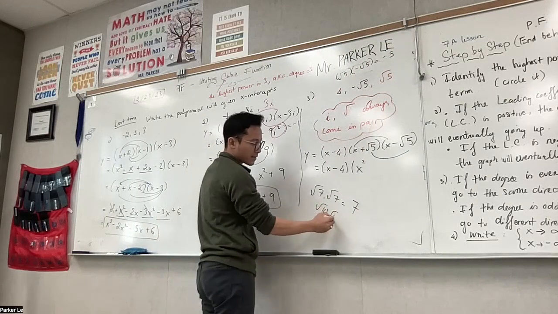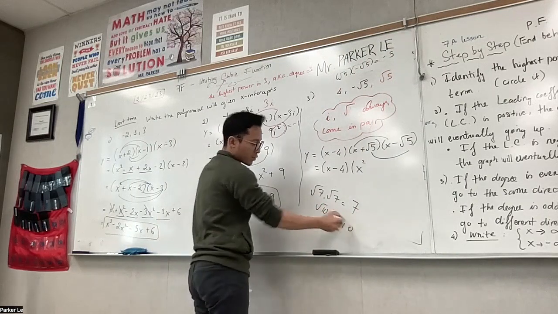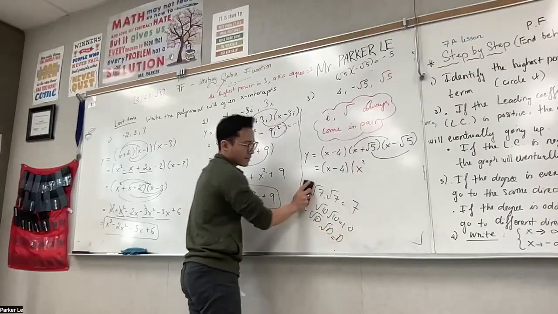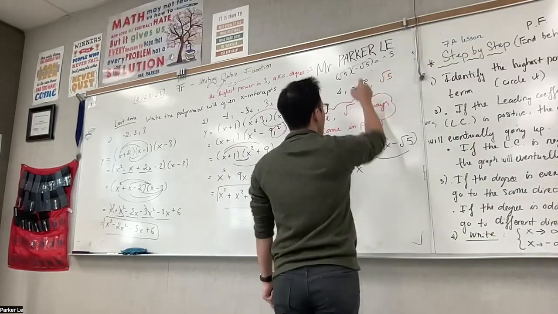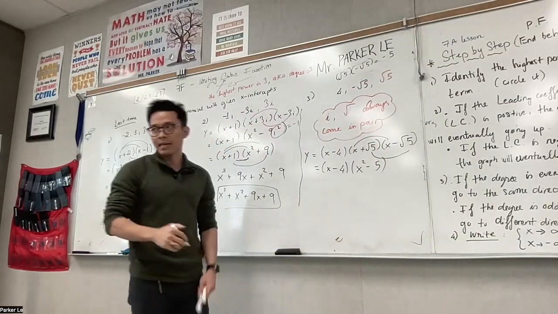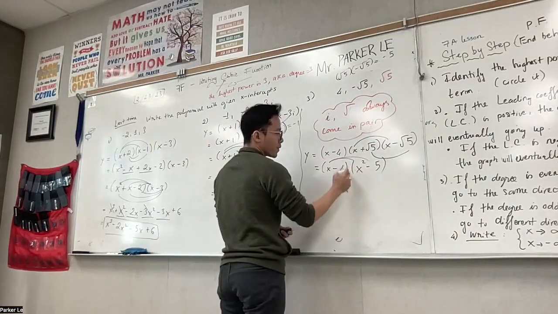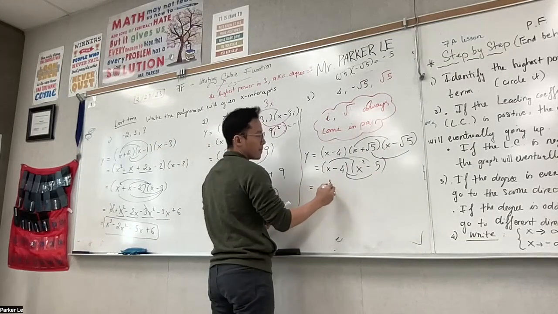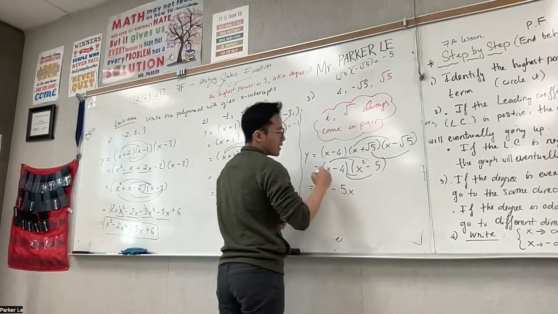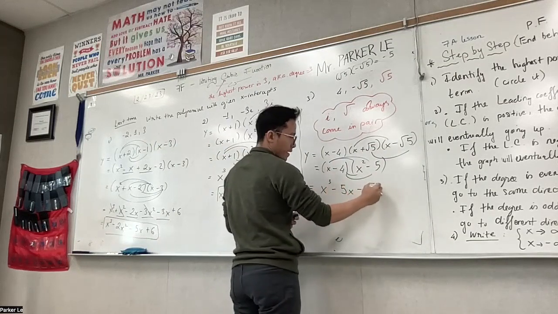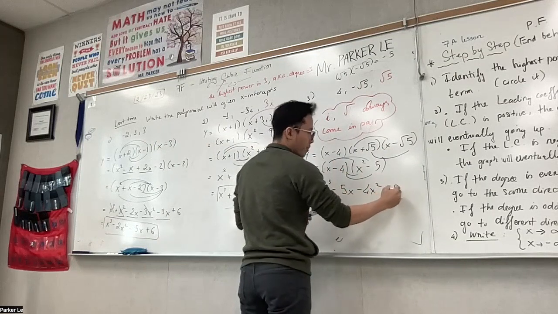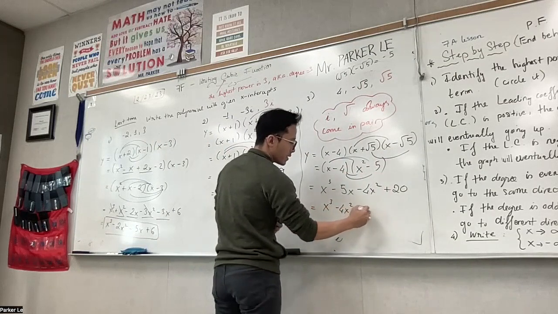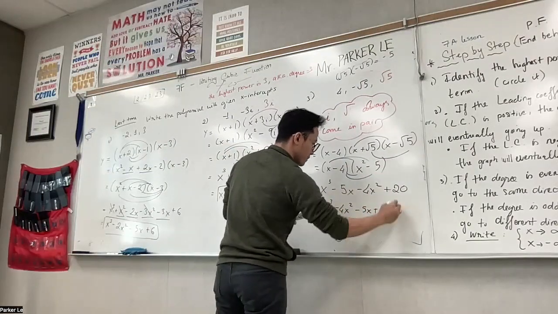Square root of 10 times square root of 10? 10. Yeah, you got it. All right, so this is minus 5. Now the last step is just distribute it. x times x squared is? x times negative 5 is? Negative 4 times x squared is? Very good. Negative 4 times negative 5 is? Positive 20. And then I just rewrite it in standard form.